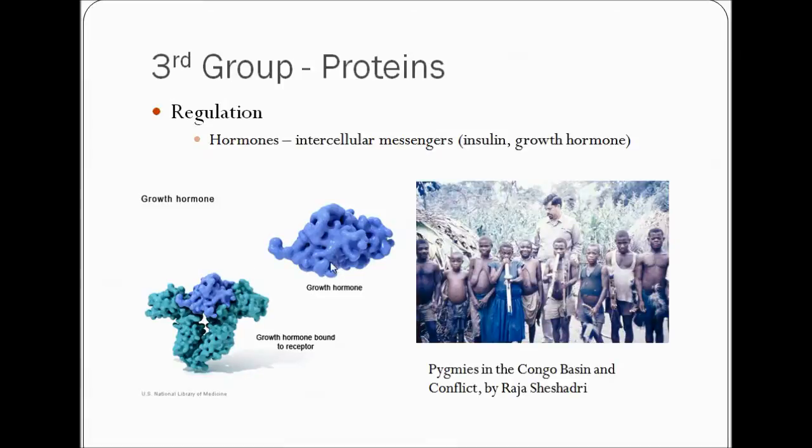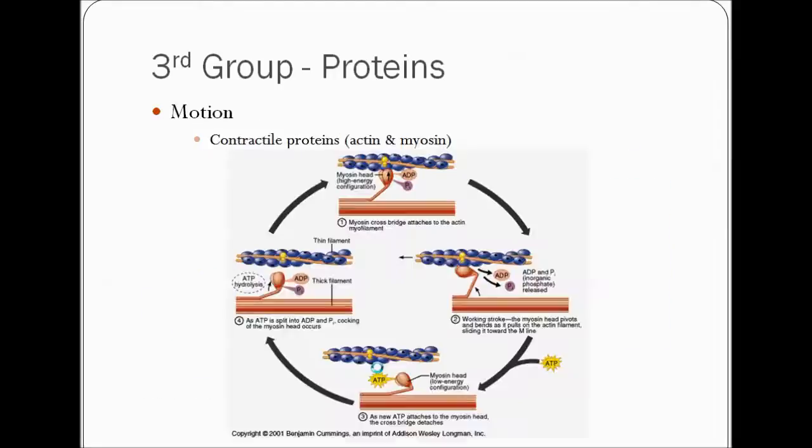is a pretty important thing, and it turns out these pygmies in the Congo Basin have a malfunctioning growth hormone. It's not the right shape, and we'll see those things in a second, how that works. It's not the right three-dimensional shape, and so they don't grow past a certain height.